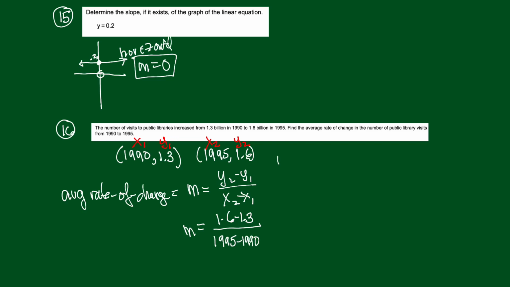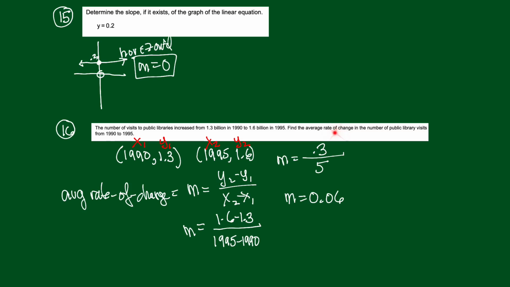Well, we can do these. What are we going to get? The slope is equal to 1.6 minus 1.3, which is like 16 minus 13, so we're going to get 0.3 over 5. If you want to do that on your calculator, that's fine. Just type in 0.3 divided by 5, and we're going to get 0.06, and that's billion. Now, I don't want to leave my answer like that. That's just a slope. What's the question? I'm going to answer the question. Find the average rate of change.